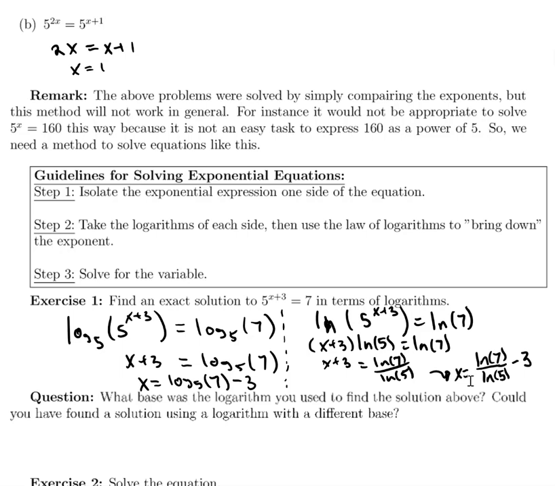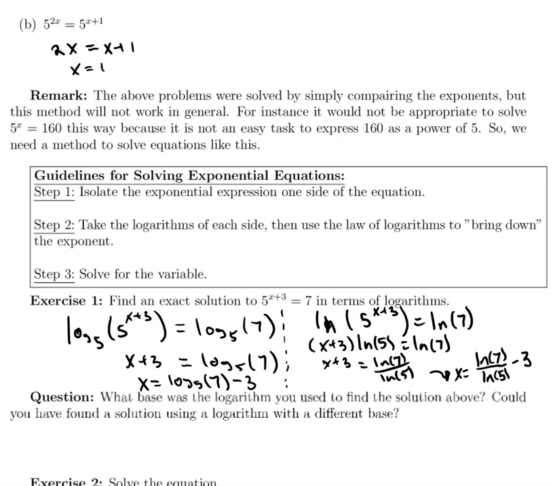So these answers both look very different, but they're actually the same. One way you could verify that they're the same is using the change of base formula, which I'll probably make a video on in the near future. But just because two things look different doesn't mean they are different when it comes to logarithms.